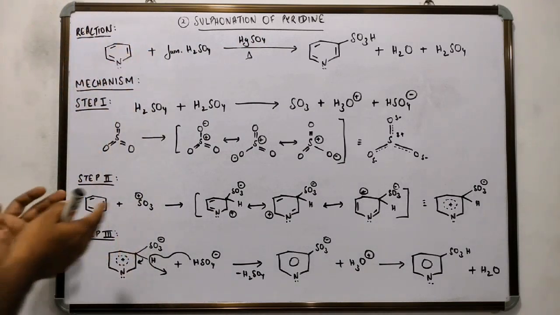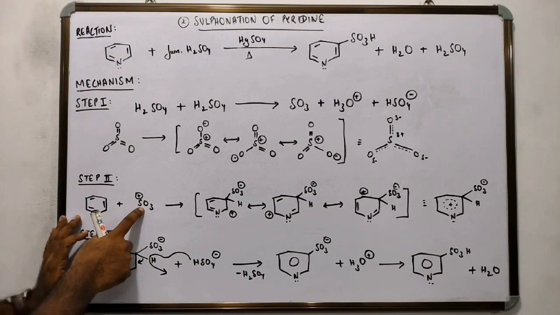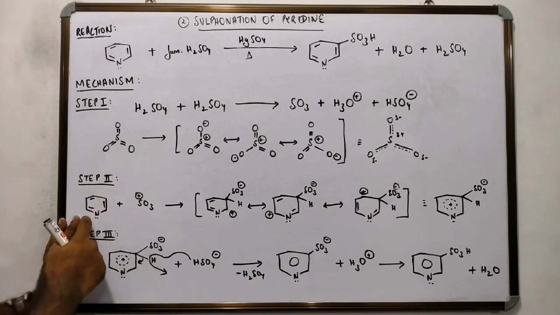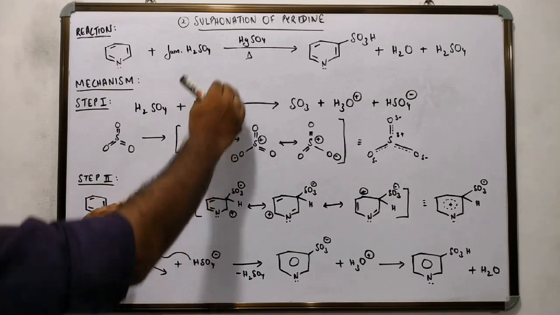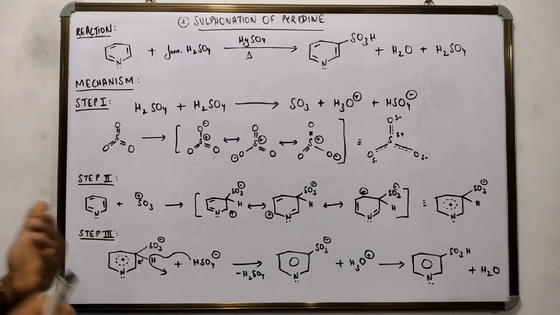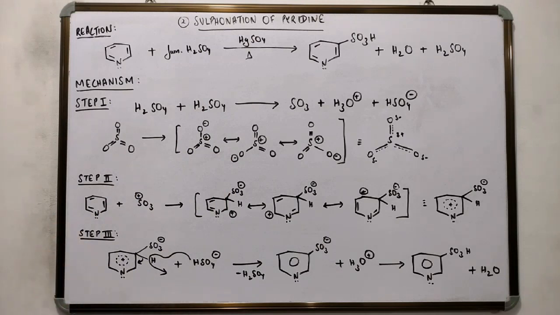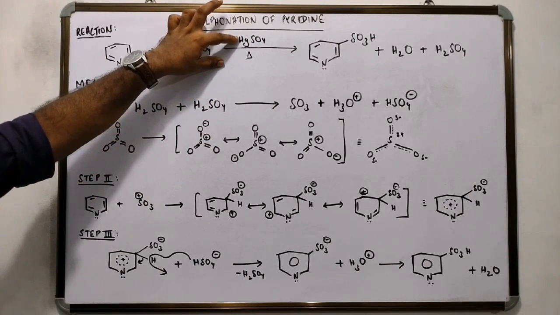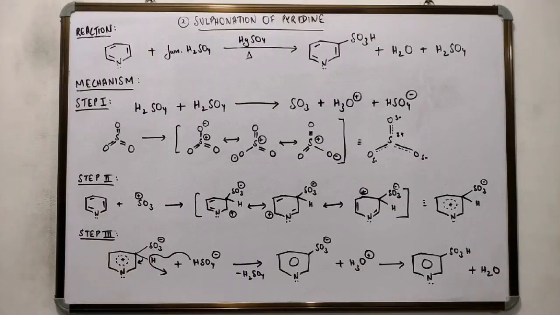This increases the attraction of the electrophile SO3 towards the pyridine ring. That is, the presence of HgSO4 actually increases the rate of electrophilic aromatic substitution reaction, thus establishing the role of HgSO4 as a catalyst.